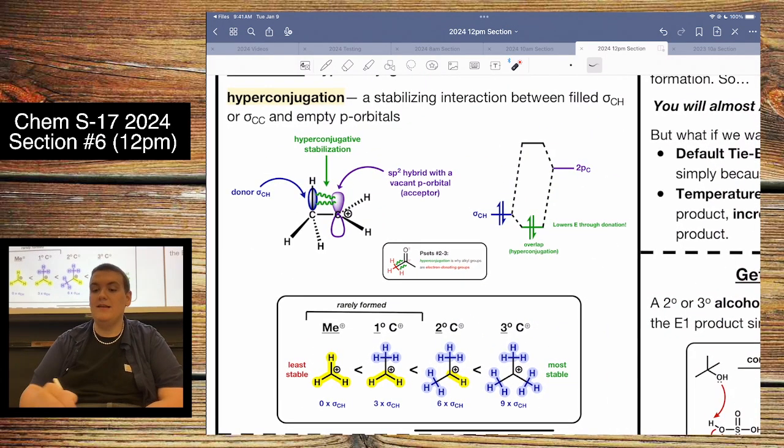Now I know I explained this in a not very chemistry way, again, kind of plain English way. Do you have questions on hyperconjugation and what she is and how she is stabilizing? Yeah.